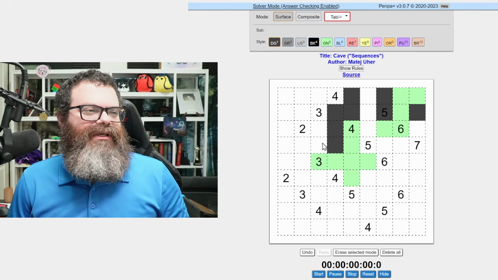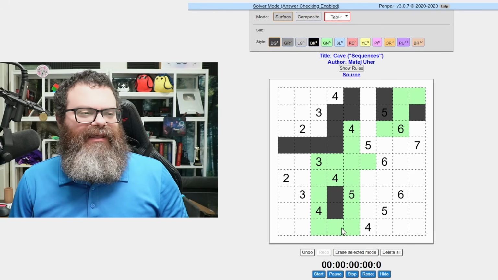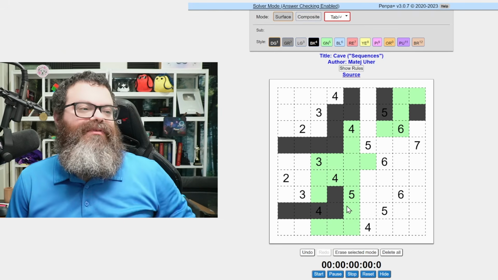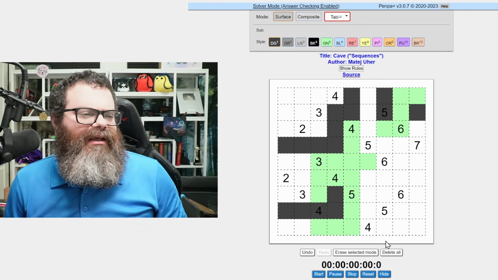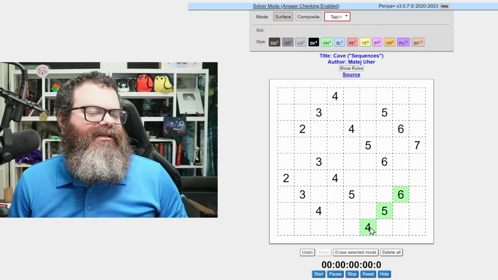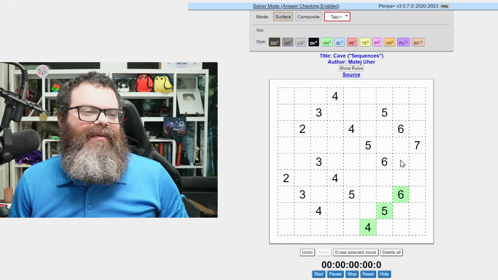And then the shaded cells, the walls, must reach the edge of the grid in some way. So I can't do this, surrounded by cave. It would have to reach the wall eventually, through cell edges. Diagonals don't connect. The clues themselves are always cave. They are never shaded. And they count how much cave is seen, up, down, left, right, including itself.